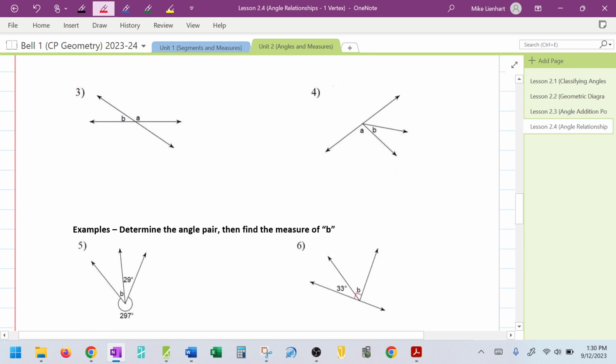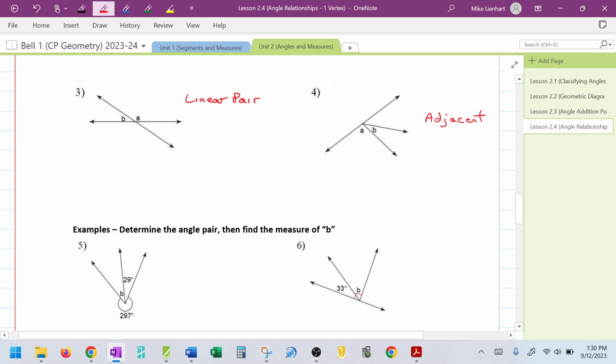Number 3, I know these two angles are next to each other. A and B are next to each other. That makes them adjacent. I know that A and B add up to 180. That makes them supplementary. If a pair is both adjacent and supplementary, we call them a linear pair. And number 4, I have angle A and angle B. I know they're next to each other, but I don't know anything else about those two angles. Therefore, those would just be called adjacent.